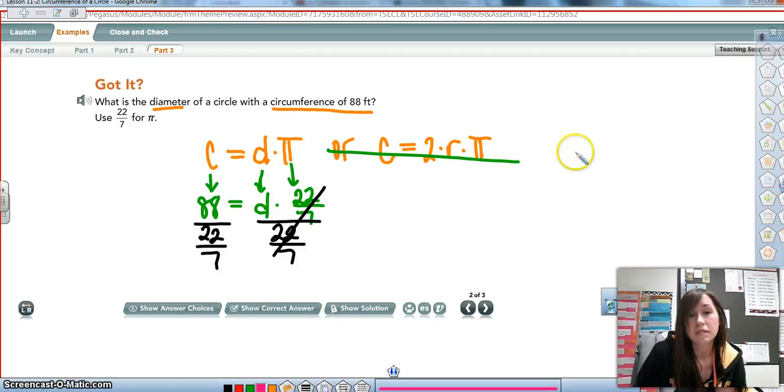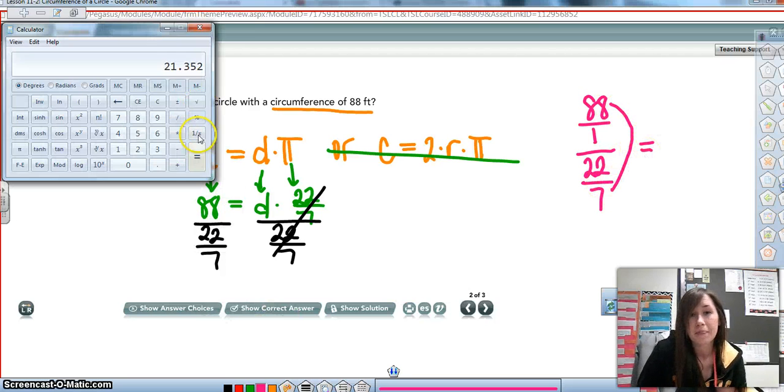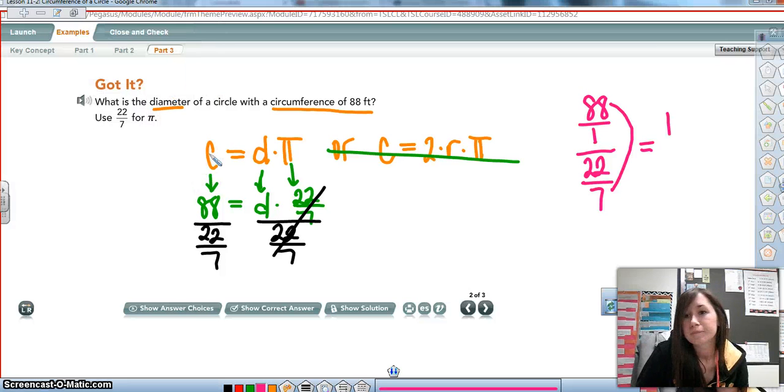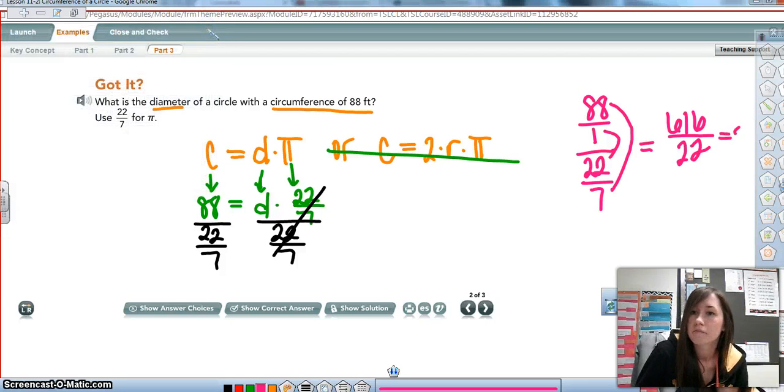To work out the math on this problem, you could use the double rainbow trick to divide these fractions quickly. 88 times 7. And 1 times 22. Well, let's get that a little prettier. 616 divided by 22 is 28. So we would say that the diameter equals 28.